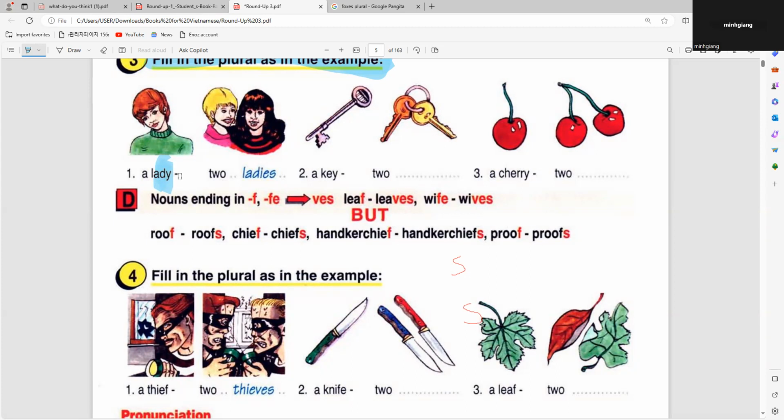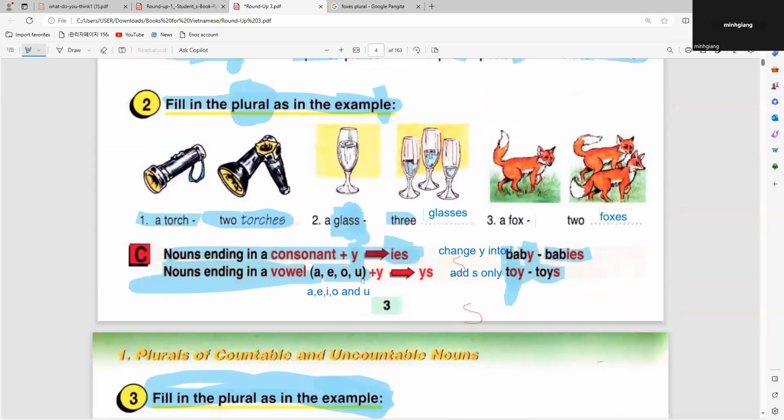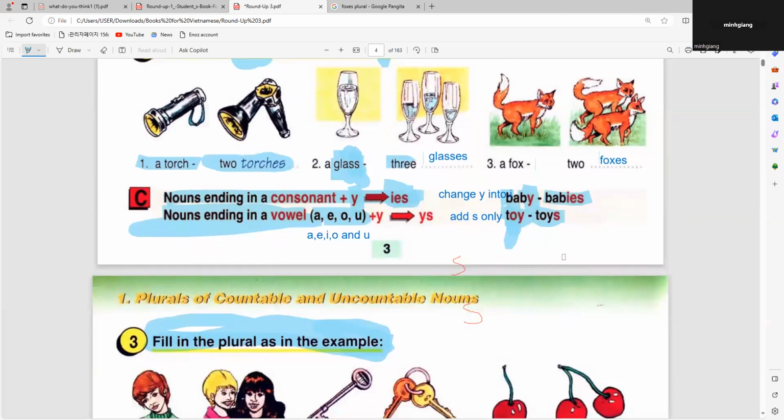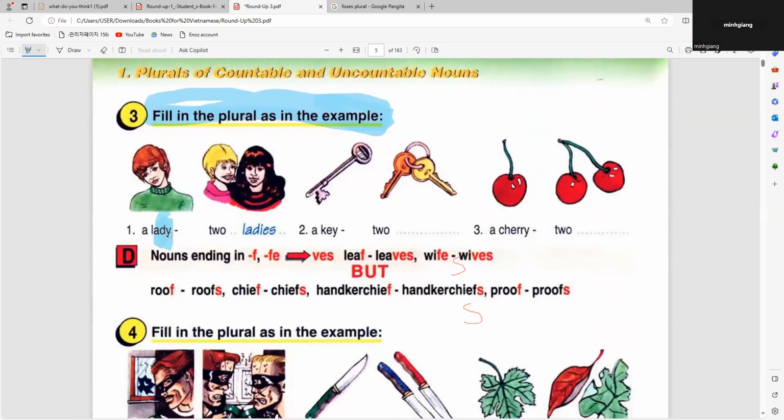Okay. So D is vowel or consonant. Look at this one. If vowel, you will add S. If not vowel, if consonant, for example, letter B, letter D, letter C. This one is letter D. Letter D is consonant. What will you do? If consonant, you will change or add S.